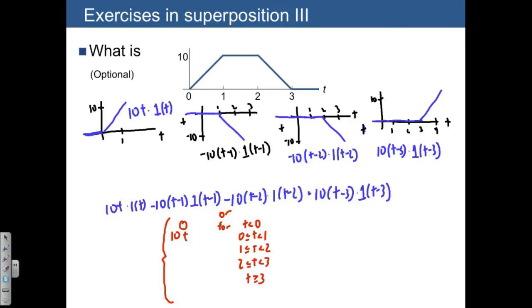Then it's going to be just 10 for the period between 1 and 2, and then it's going to be headed downward at a slope of negative 10, and this time it requires a little bit of thought, but you can verify that if you put in t minus 3, that will produce the downward slope. And then for time greater than or equal to 3, we have 0.